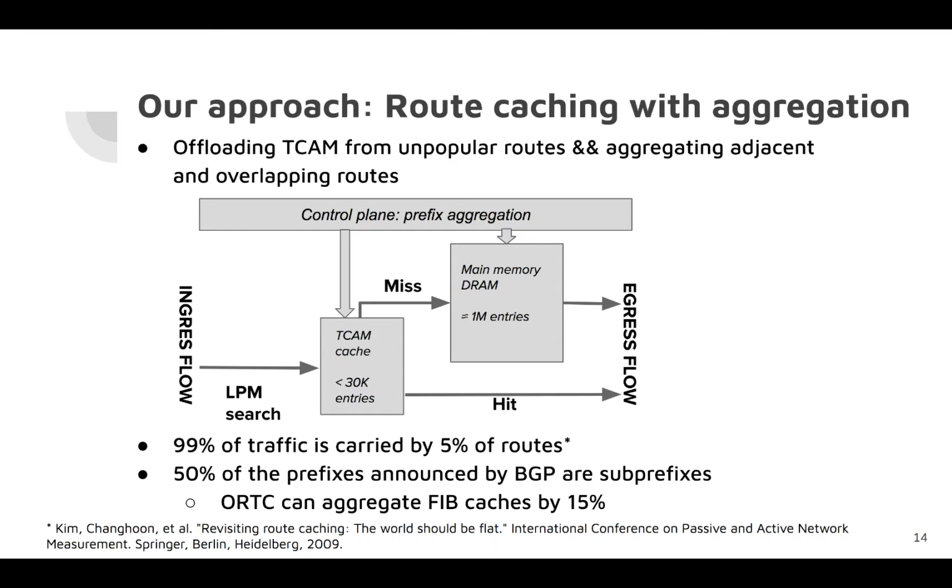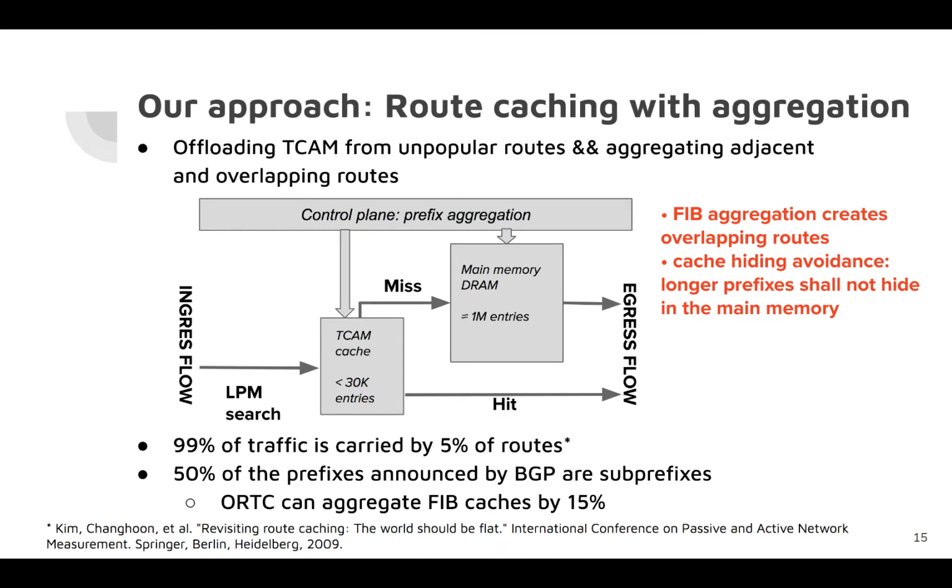However, for building such an architecture, we face a critical challenge. The optimal FIB aggregation algorithm creates overlapping routes, which will trigger a well-known problem called cache hiding, when the longer prefixes hide in the secondary memory, and so the longest prefix match in the cache is actually not the longest one, and so is incorrect.